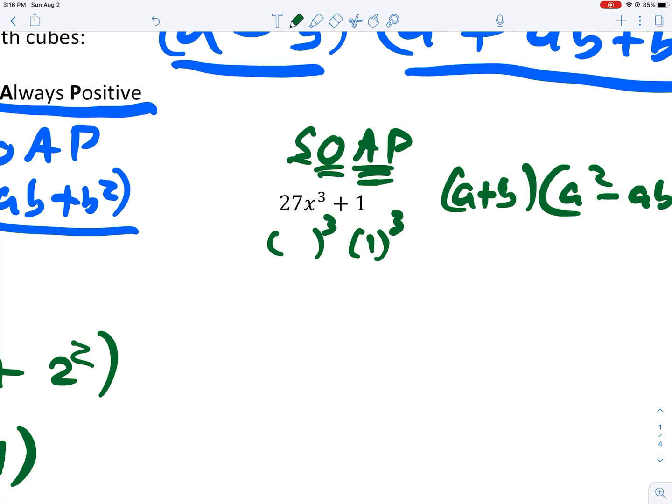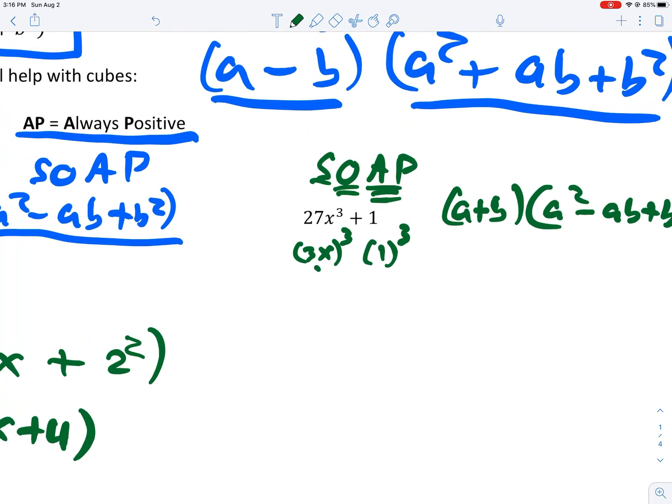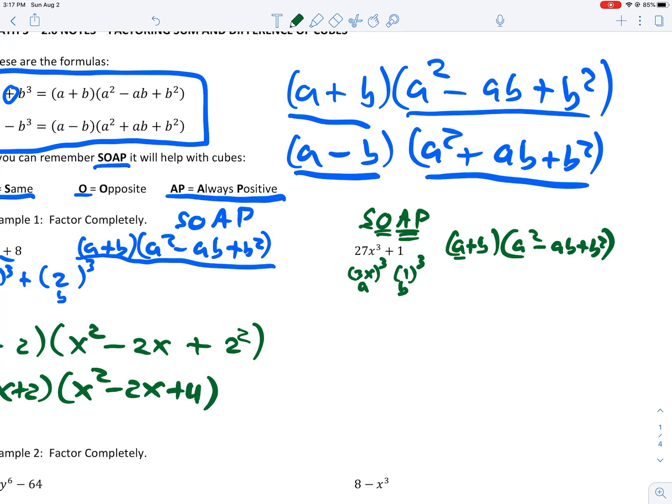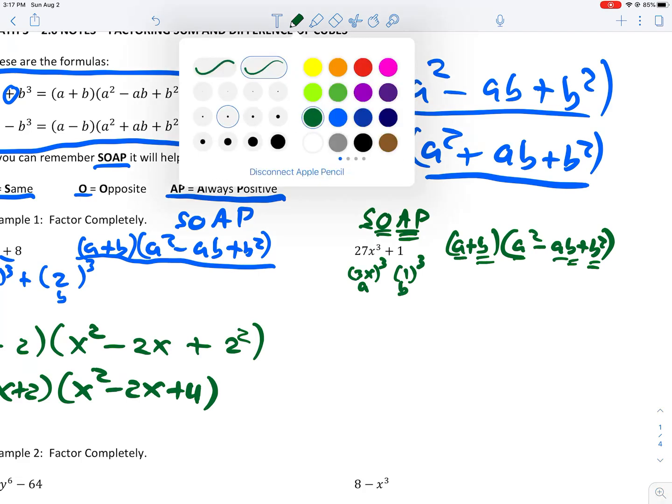Well, this one's easy. You're cubing 1. But what are you cubing here? What do you cube to get 27x cubed? Well, you're cubing 3x. So this is your A, this is your B. Wherever I see an A, I'm going to put 3x. Wherever I see a B, I'm going to put a 1. That's it.